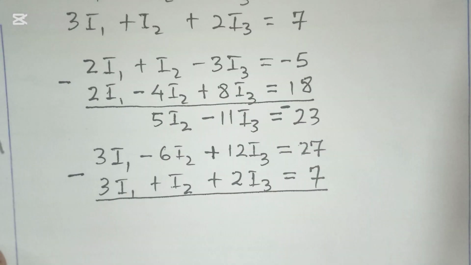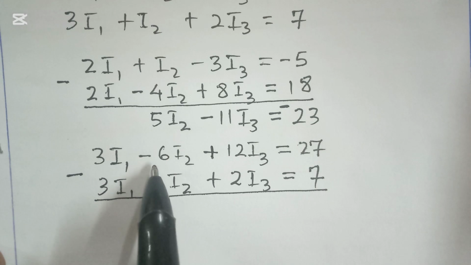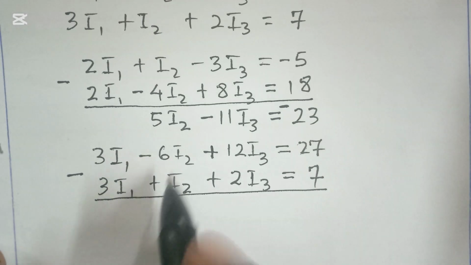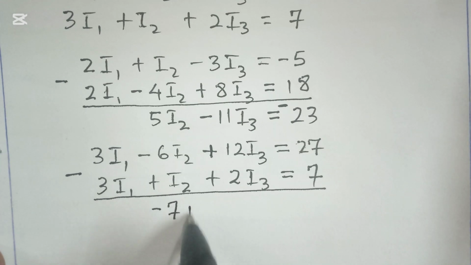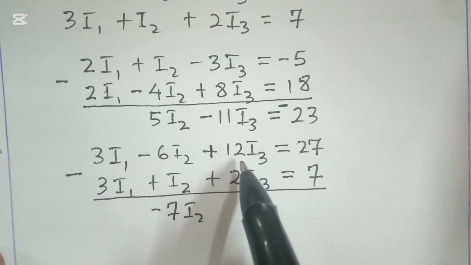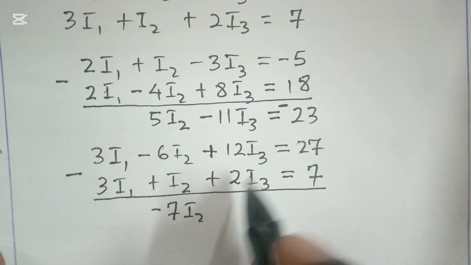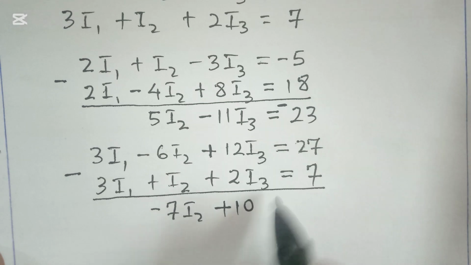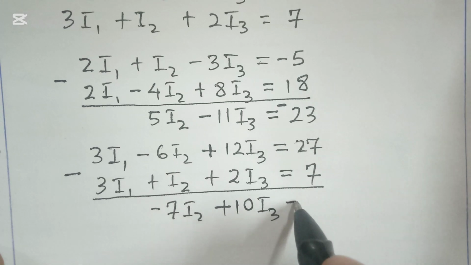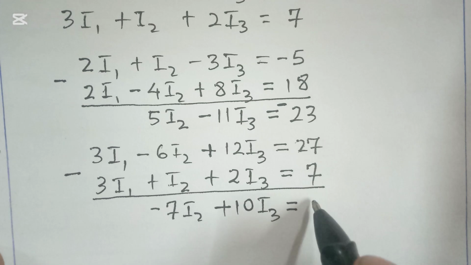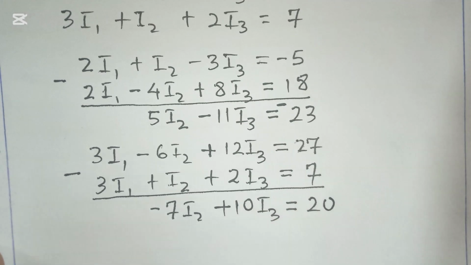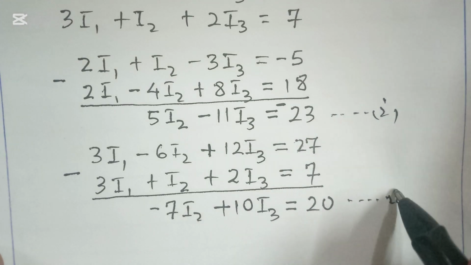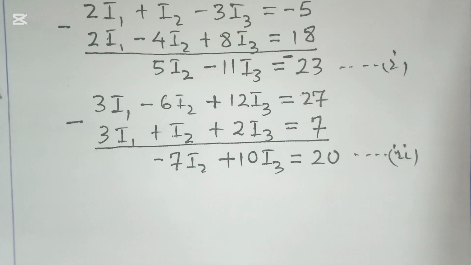If I subtract, guys, I'll get 0. This is going to be minus 6 minus 1 I2. This gives minus 7I2. This is 12 minus 2. This gives us now plus 10I3. And finally, we have 27 minus 7. This will give us 20. And so, guys, we have now our equation 1 and equation 2. So we combine those equations and see what we get.